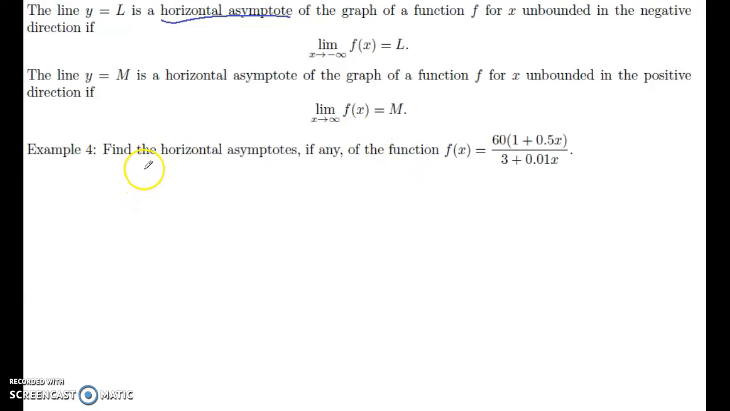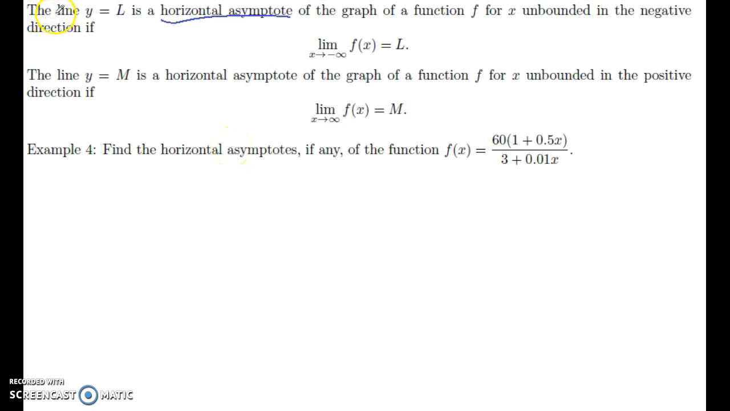Example 4. Find the horizontal asymptote, if any, of the function f of x equals 60 times (1 plus 0.5x) all over (3 plus 0.01x).